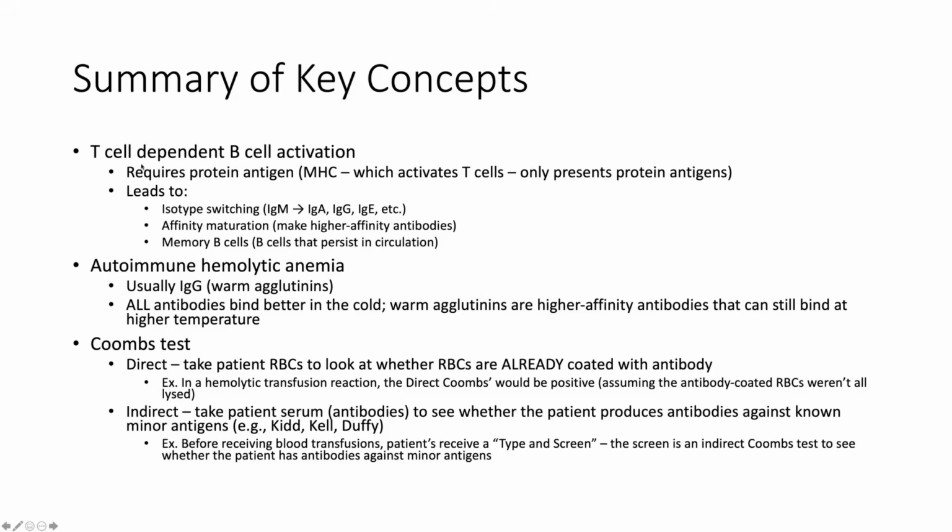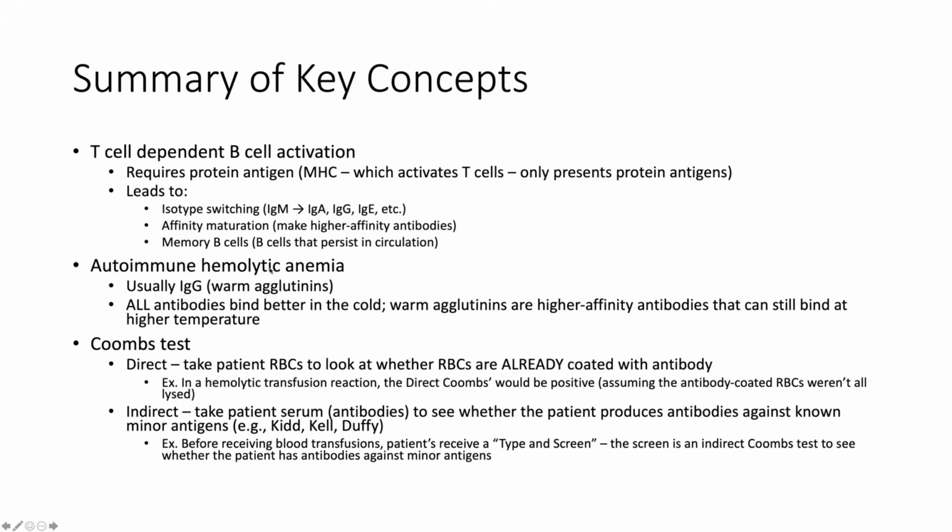So when you have T cell dependent B cell activation, this leads to isotype switching, which is what allows you to switch from IgM to the different isotypes. It also allows for affinity maturation, so making higher affinity antibodies, and memory B cells. So B cells that persist in the circulation that can be activated against that antigen later.